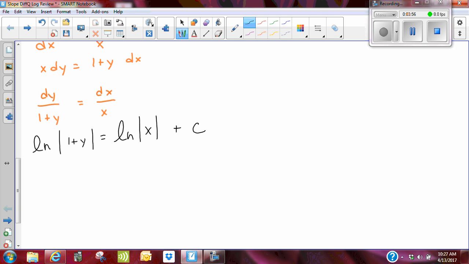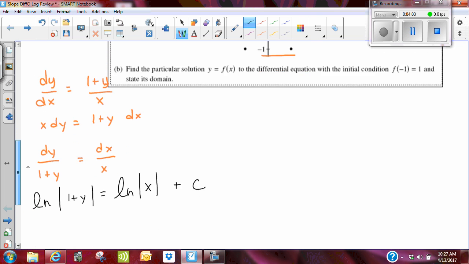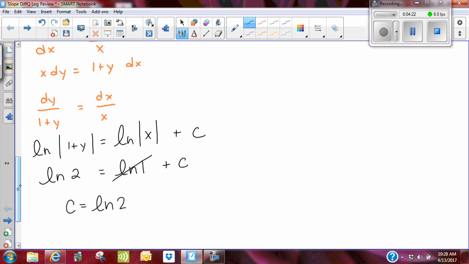You could E up or you could plug in. Either way. So I think it's easier to go ahead and find c using the condition of negative 1, 1. So that would be the natural log of 2 is equal to the natural log of the absolute value of 1, but the natural log of 1 is 0. So therefore, c is equal to the natural log of 2. And there you've earned 4 of the 5 points, even if you don't know how to solve.